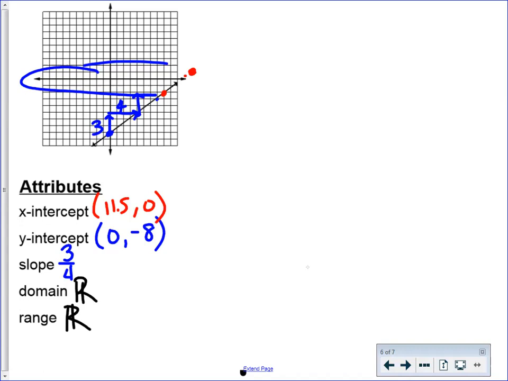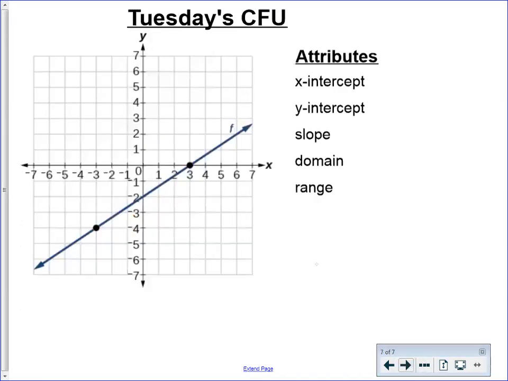All right, so hopefully this helped you with your attributes and you understand how to get an x-intercept, y-intercept, slope, domain, and range. Because now what I want you to do is go back into your module. Today's check for understanding, you have this graph here. I want you to name all the attributes for the graph. I want you to name the x-intercept, y-intercept, slope, domain, and range. Tell me all those things for this graph right here. If you have any questions, let me know.